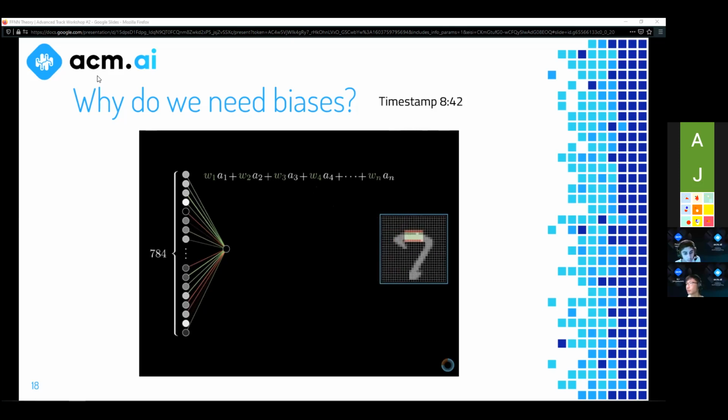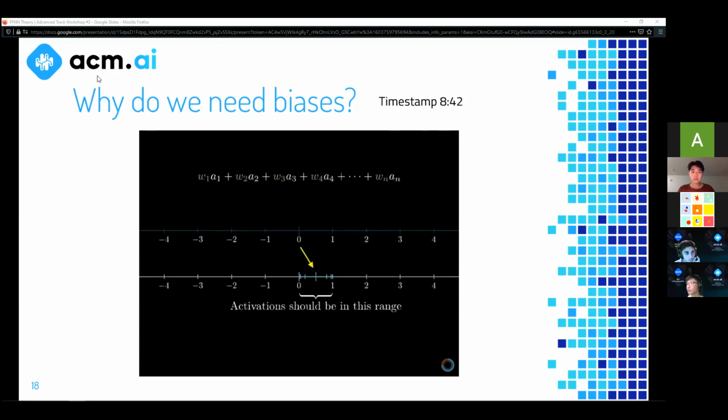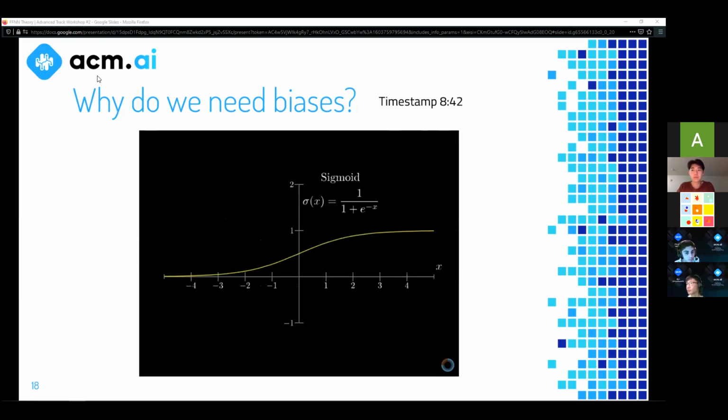Then the sum is largest when those middle pixels are bright, but the surrounding pixels are darker. When you compute a weighted sum like this, you might come out with any number, but for this network, what we want is for activations to be some value between 0 and 1. This is called the sigmoid function, also known as a logistic curve.